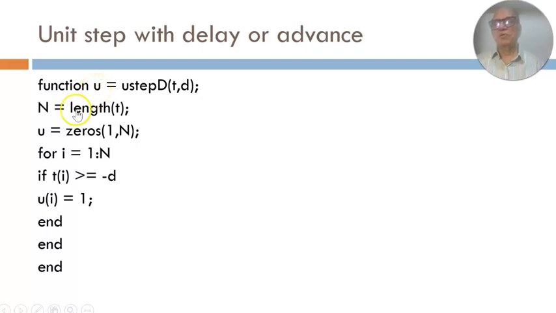And use the output. So as usual, again, n equal to length of T. First generate all zeros. Then locate D. So if T(i) is greater than minus D, now you don't need the equation for a straight line. You can just write u(i) equal to 1. And then as usual, end for if, this end for loop, and this end for the function.